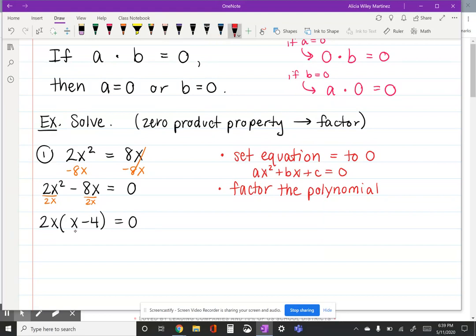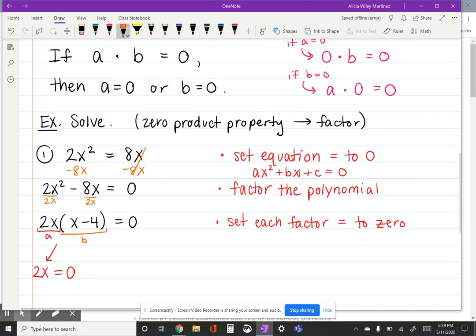Here's where we're going to actually use that property. You're going to set each factor equal to 0. It's sort of like this is my A and this is my B. If my A equals 0, meaning 2x, then 2x could equal 0, because that would be 0 times x minus 4, which would give me 0. Or my other option is that my other factor, x minus 4, could equal 0. So this is the idea of setting each factor equal to 0.